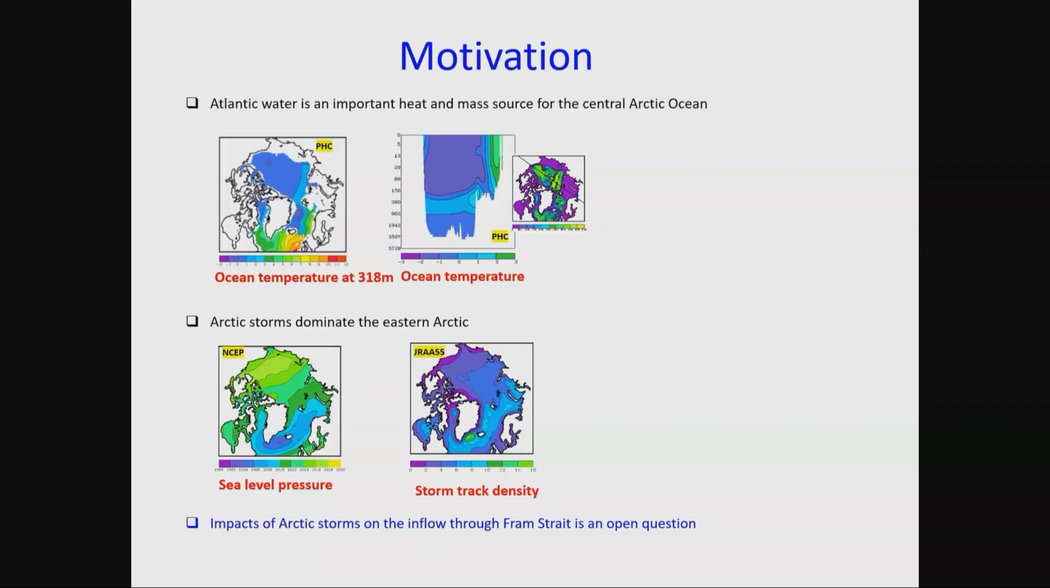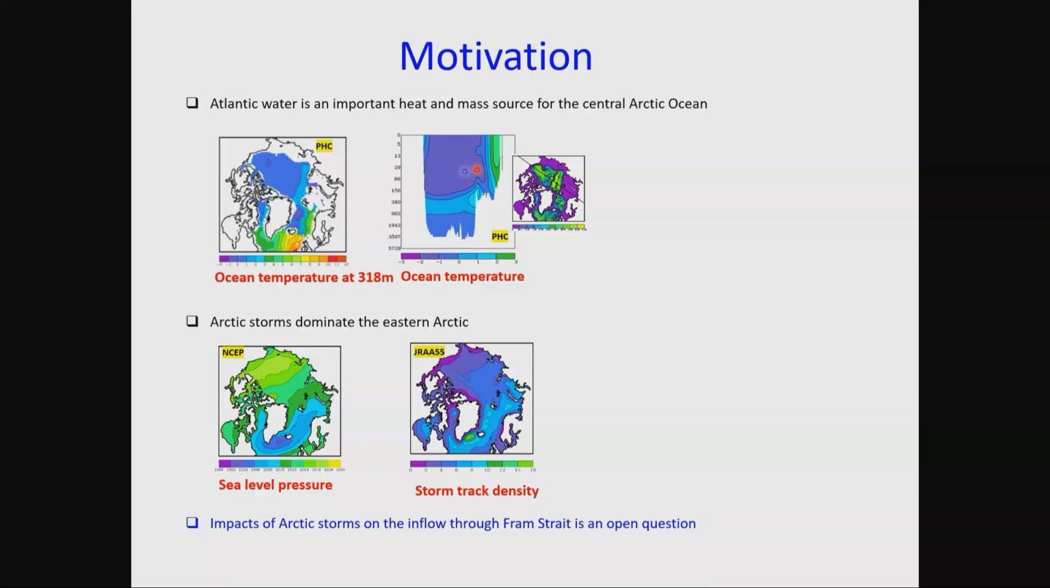Atlantic water is a major heat source for the central Arctic Ocean. It moves into the central Arctic Ocean through Fram Strait, moves cyclonically along the edge of the central Arctic Basin, and maintains a warm Atlantic water layer.